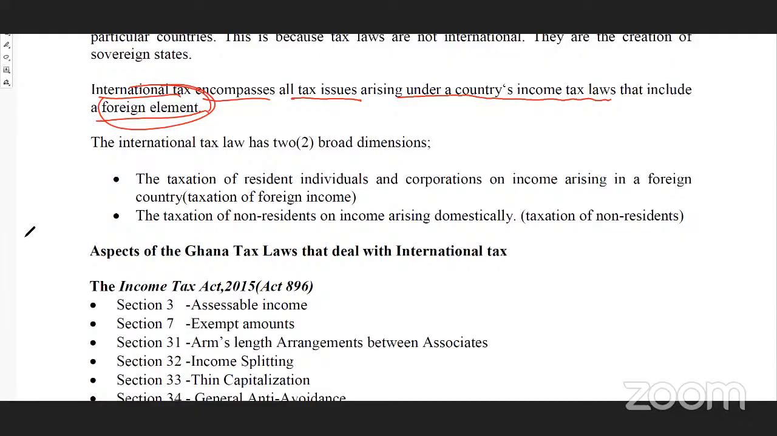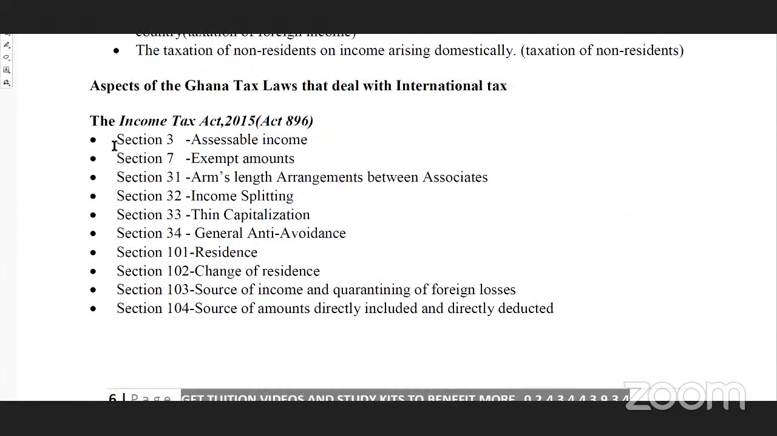All right. So let's look at the part of the Ghana tax law that deals with international tax. There are a lot of them. Section 3 connotes worldwide income. We'll come and look at it. We look at exempt amounts, section 7. We look at section 31 dealing with arm's length arrangement between associates, the arm's length principle, income splitting, and controlled foreign corporation rules.